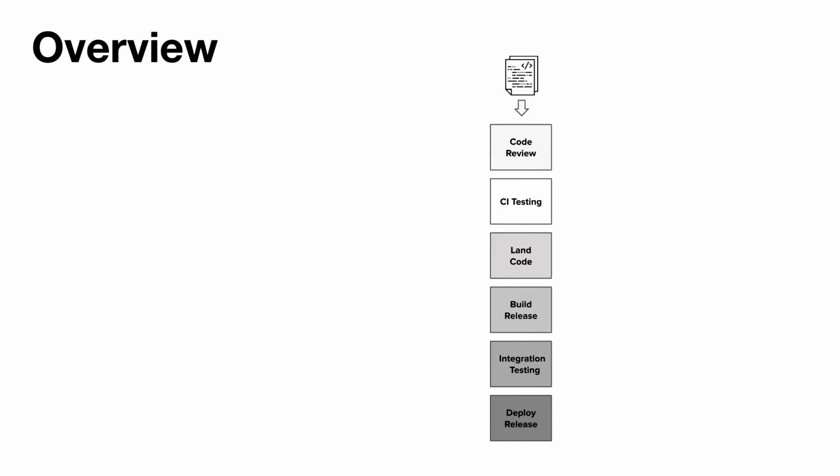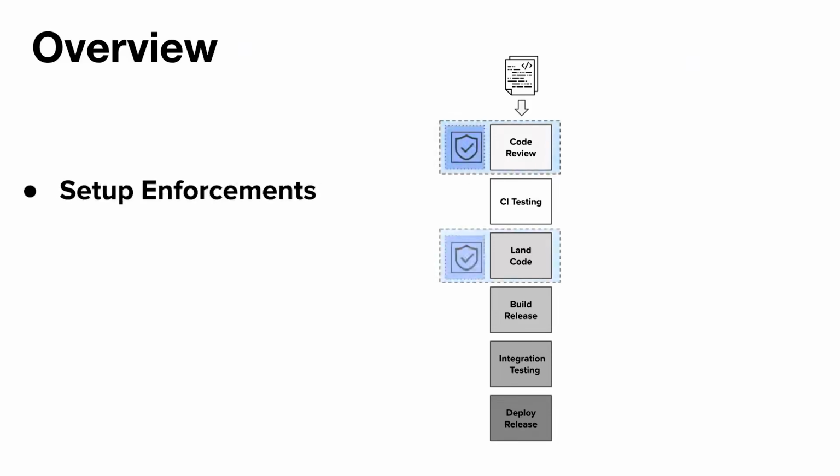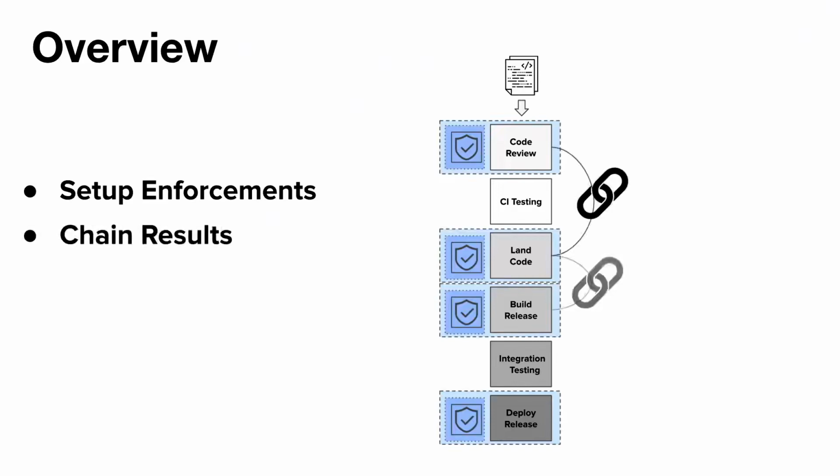So in order to truly ensure that the code that is running in production is the same code that has been approved, we need to make sure that we, one, set up enforcements all along the software development process, and we chain those enforcements in a way where it starts with the approved commits all the way to production. So let's talk a little bit about how we chain results.